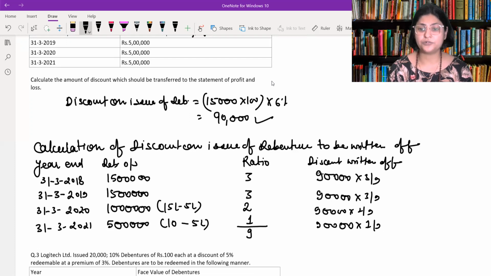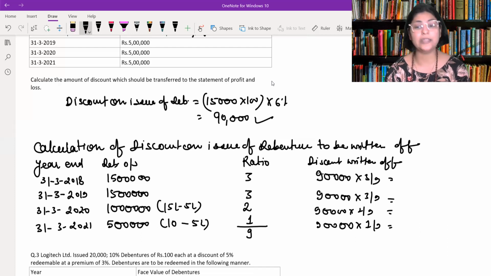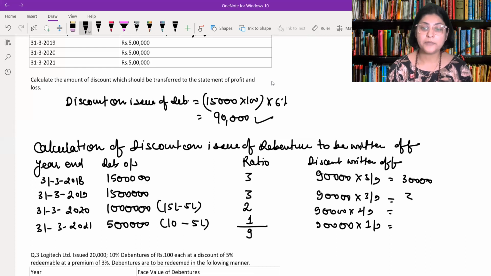Like this, I'm going to write off the amount, and from where the amount will be written off, because in this question no other information is given, that is why we will write off from statement of profit and loss. But we are not asked to pass the journal entries over here. So we just have to show the calculation of how much amount will be written off in different years. Okay, so this is done. Here we have done the calculation, and this is it.